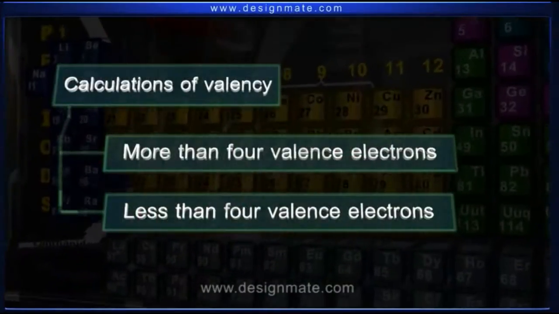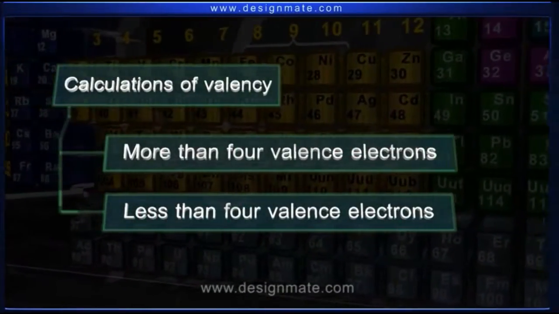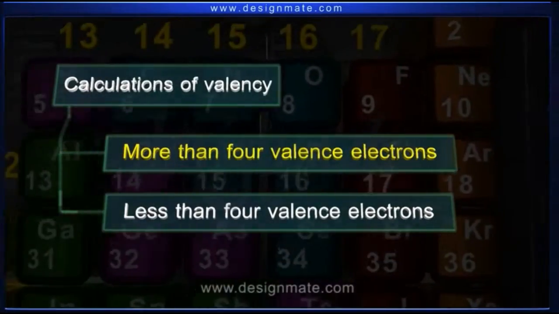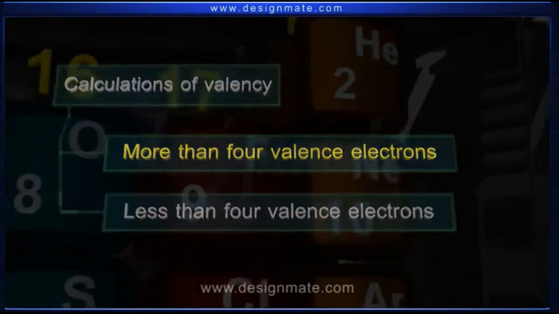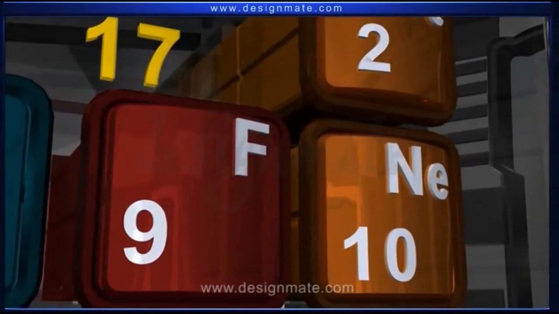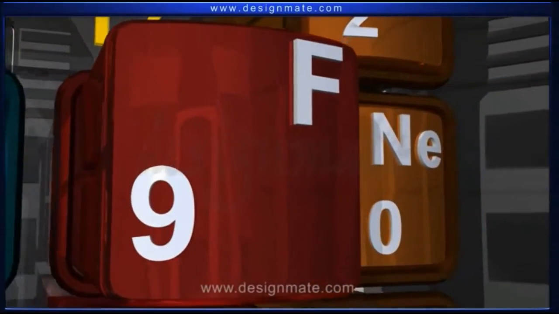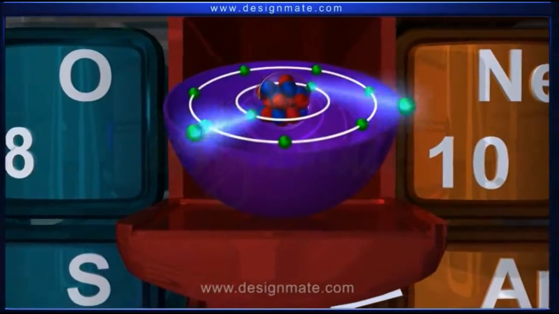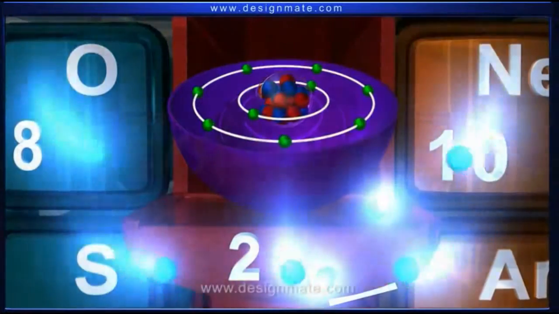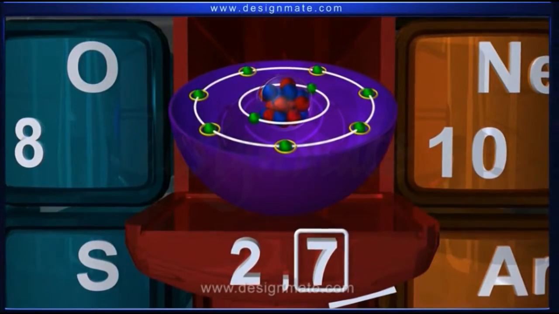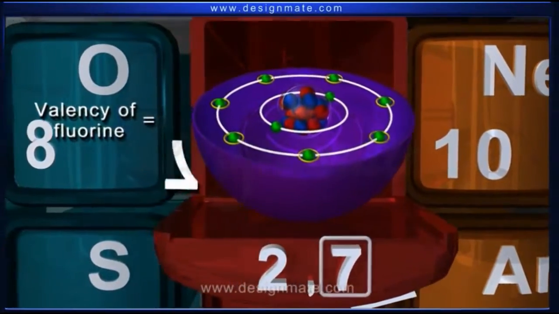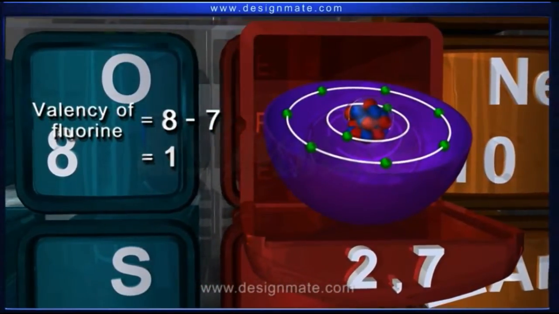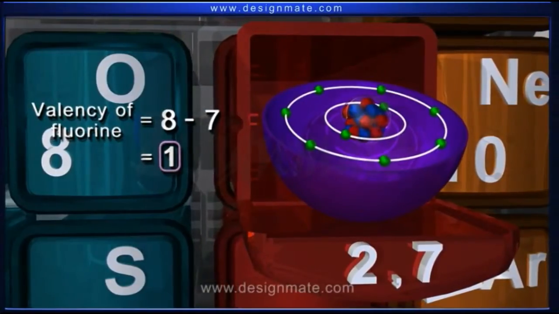Let us now calculate the valency of an atom. We will first study elements having more than 4 valence electrons. Consider an atom of fluorine with atomic number 9 and an electronic configuration of 2, 7. Fluorine thus has 7 valence electrons. In order to calculate its valency, the number of valence electrons is subtracted from 8. Hence, the valency of fluorine is 1.